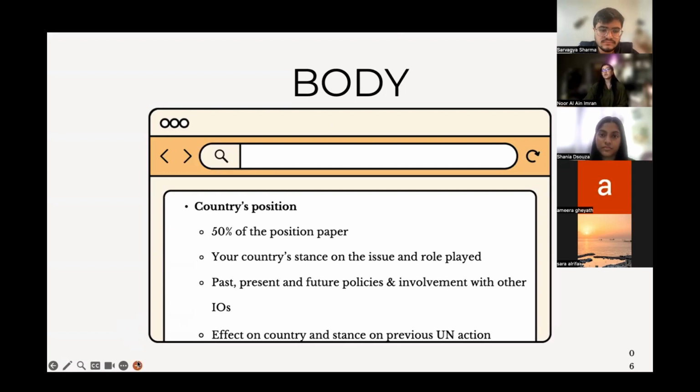And then you also want to look at the effect that the topic has on your country itself, and what your country's stance is on previous UN action.